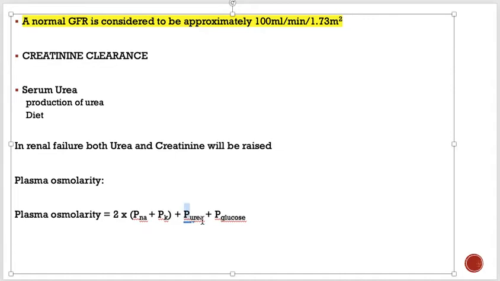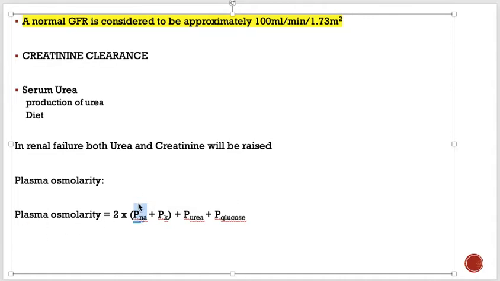Of course, we add the urea and glucose as well. So simply, serum osmolarity can be calculated by this equation. Okay, so it is the sodium, you can say, it is the most influential. When the sodium changes, osmolarity will change, except in some conditions. For example, when there is too much glucose in the blood or hyperglycemia is there. Okay, but normally it is the sodium which is highly influential.